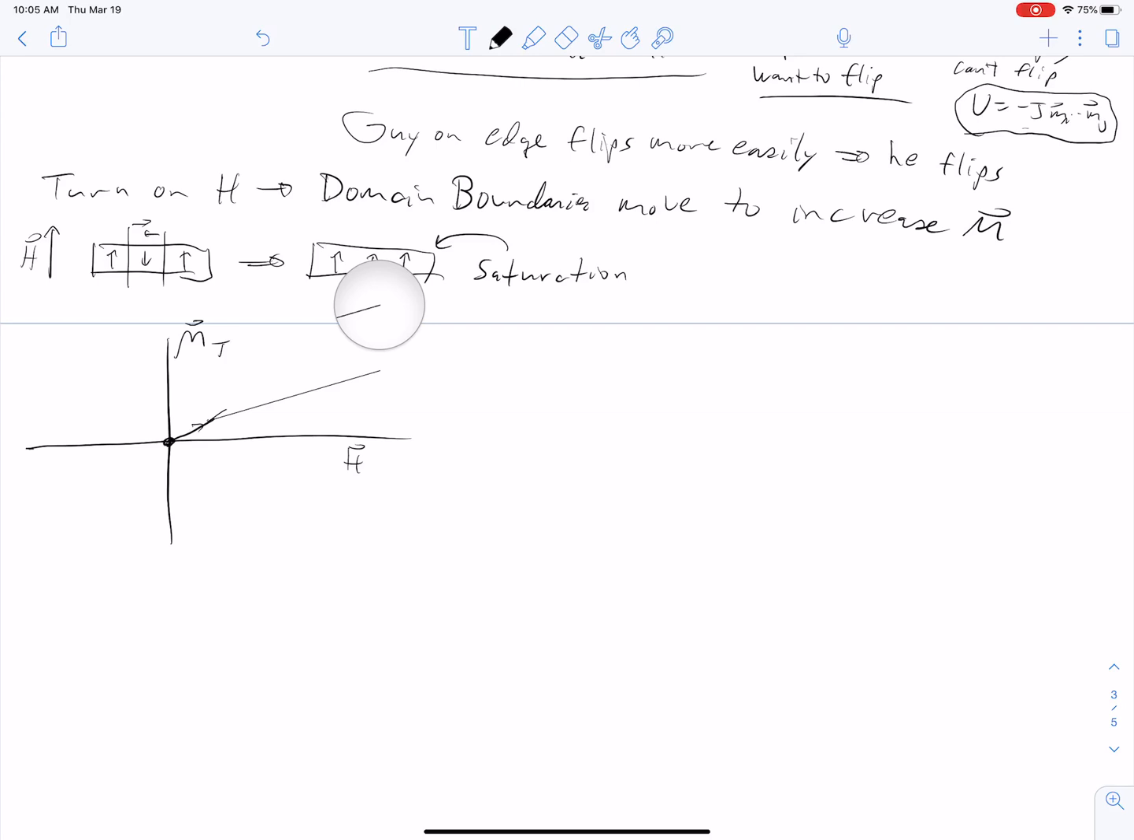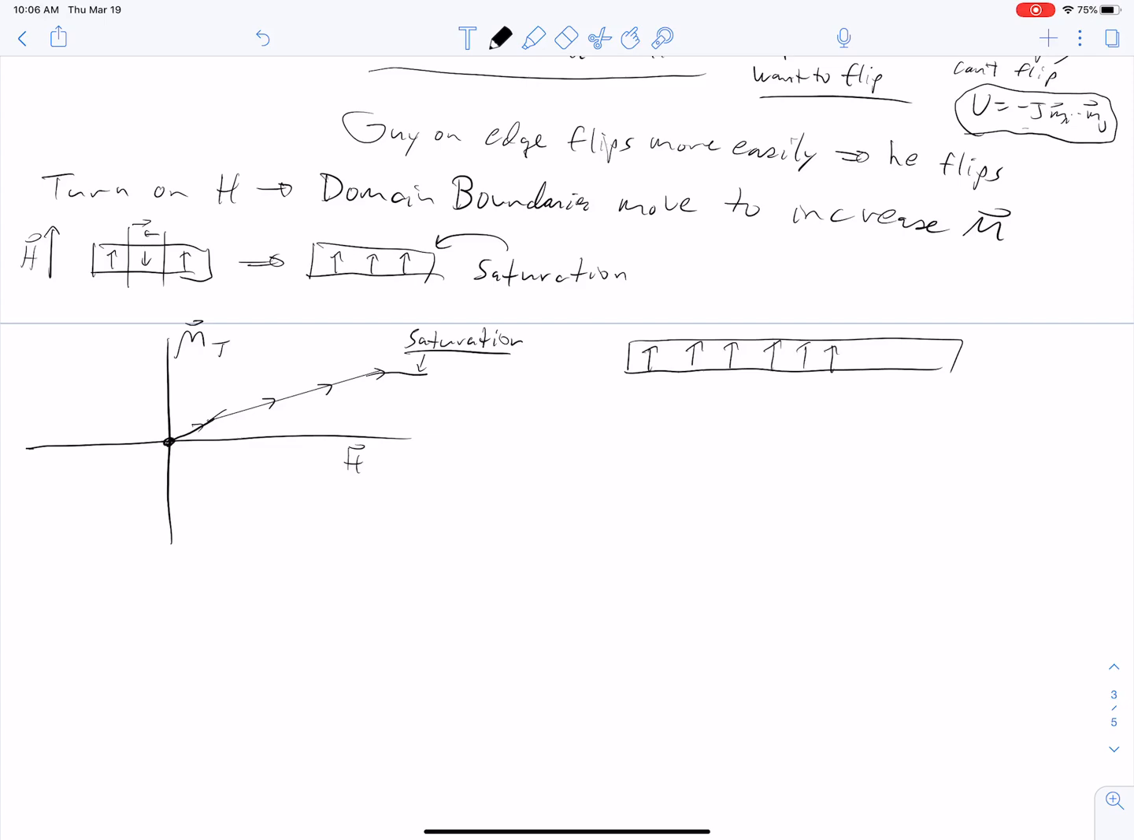And so this is what's happening. But then now we're in complete saturation. Okay, so now we're in saturation. So I'll call this, it's flattened, so we'll call this saturation. That's saturation, and that means that all these guys are lined up.